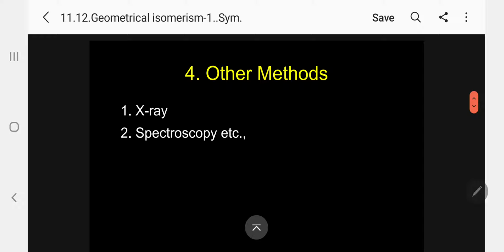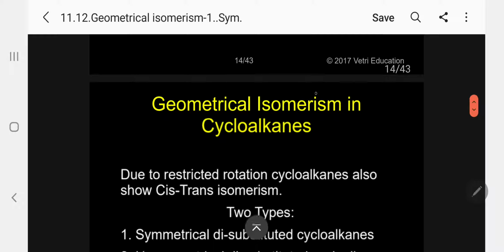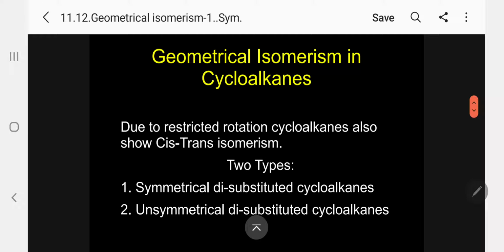Other methods, X-ray methods and spectroscopic methods, can also prove the cis and trans isomers. Okay, let me concentrate now. Geometrical isomerism is also possible in cycloalkanes because of restricted rotation. Please follow. Because of restricted rotation this arises.